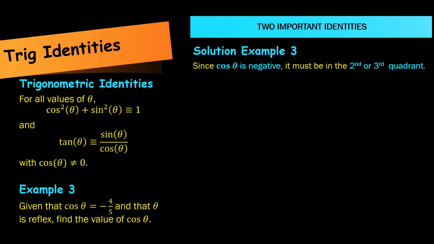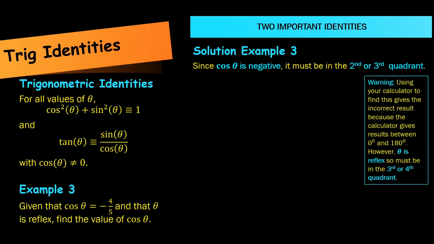Since cos theta is negative, it must be in the second or third quadrant. Remember that if you use your calculator to find this, it gives the incorrect result because the calculator gives results between 0 degrees and 180 degrees. However, the question specifically says that theta is a reflex angle, so it must be in the third or fourth quadrant.